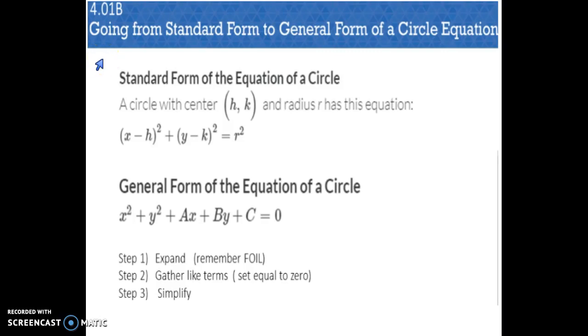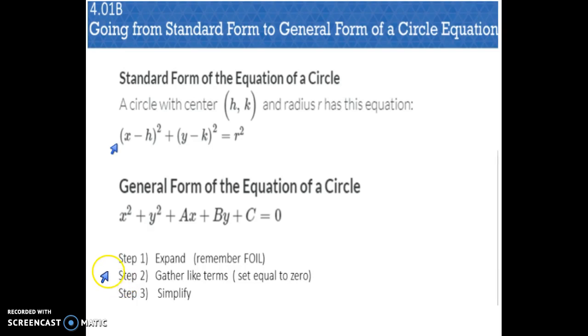All right, this is 4.01b, and in this quiz you need to be able to go back and forth between the standard form or the graphing form of a circle, and that equation is here. And remember, you do have that equation on your EOC formula sheet, and the general form of a circle. So to go from the standard form to the general form, here are the three steps.